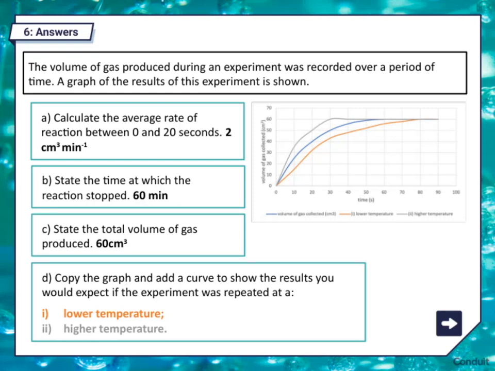Here, we're looking at the results from an experiment measuring gas volume over time. The graph shows how the gas produced changes as the reaction progresses. We're asked to think about how this graph would shift if the experiment ran at different temperatures, lower or higher. We also review key details. The reaction stops at 60 minutes, the total gas produced is 60 cubic centimeters, and the average reaction rate in the first 20 seconds is 2 cubic centimeters per minute.